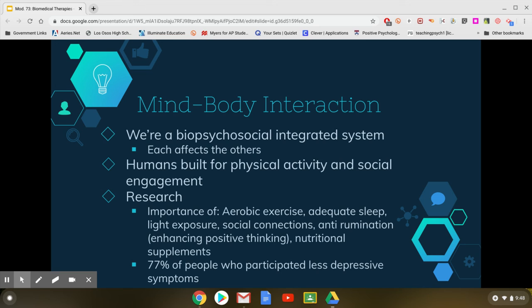So, knowing that, we know that humans are built for physical activity and social engagement. So, how can we use those things to our advantage to treat someone who's experiencing a mental illness? There's been a lot of research looking at things like a big, huge one, aerobic exercise. Exercising, they found, has been as effective in treating mild to moderate depression as any antidepressant.